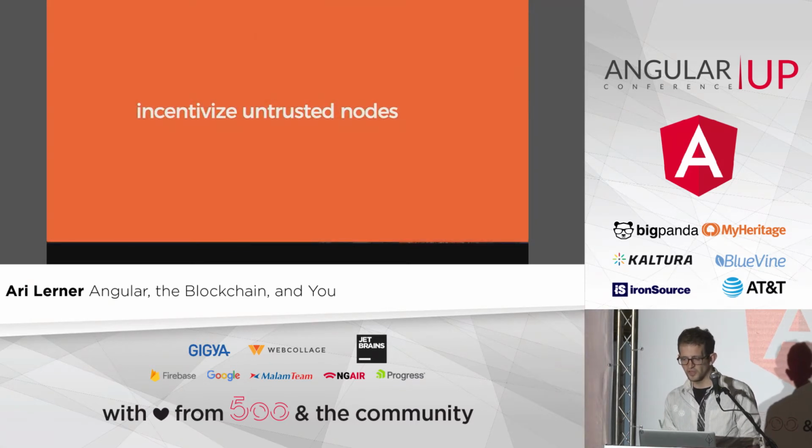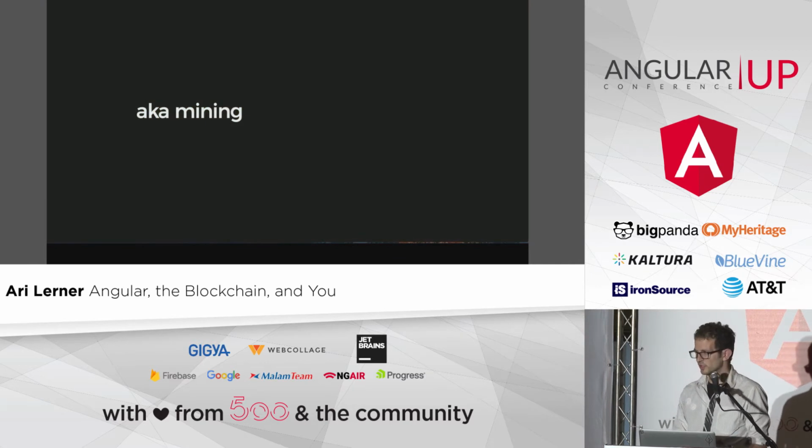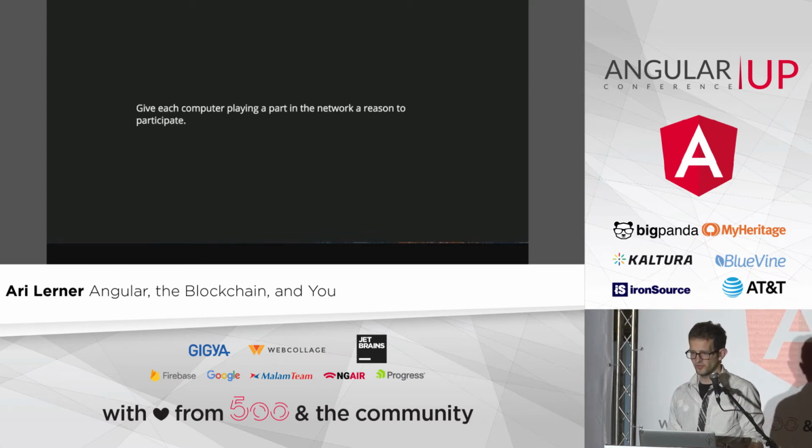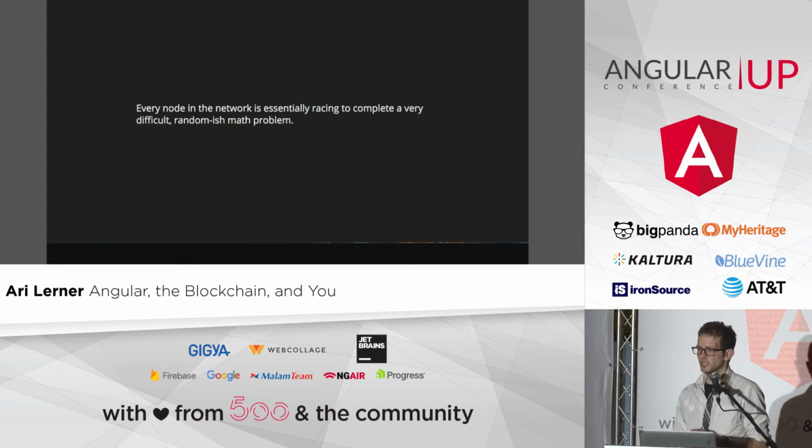So how does the blockchain incentivize untrusted nodes around the world to provide computing power to the blockchain? This is called mining. If you've ever heard of the blockchain or Bitcoin, you've heard of mining. What mining does is it gives a computer a part to play in the blockchain network. It gives a reason to play. Every node participating in the blockchain is trying to find the solution to a really hard math problem, one that's unguessable, one you can't hack because it's a provably unguessable problem.